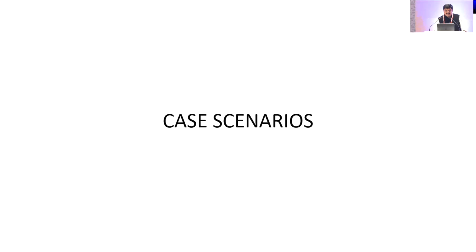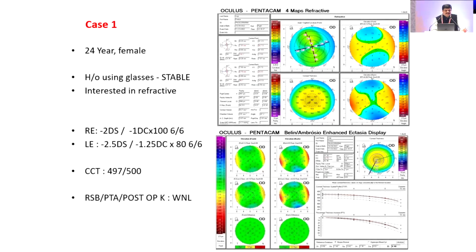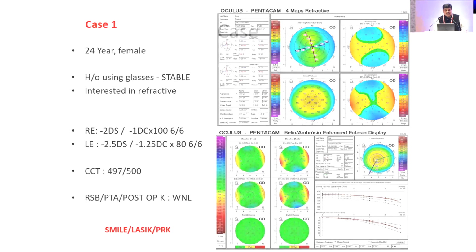So coming to a few of the case scenarios I am showing you. Case number 1, this is a 24-year-old female. The patient's right eye refraction is around 2 and 2.5 diopter with 1 and 1.25 cylinder. Central corneal thickness is right 497, left 500. So this patient, everything is normal. You can opt for either LASIK, or PRK, or SMILE also.